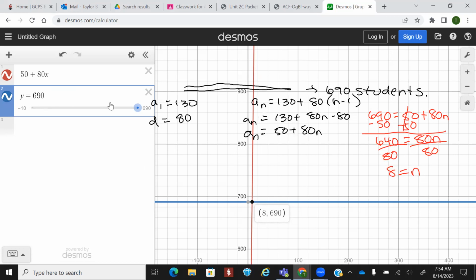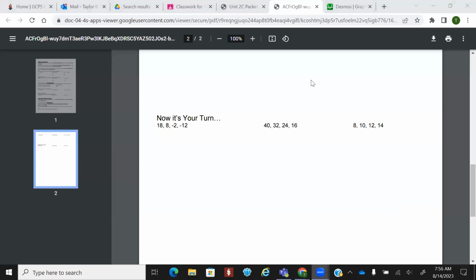About everything else. Which part? Like the explicit formula? Let's talk about the explicit formula. Remember, with the explicit, we need to know the first term and then the common difference. So what's the first term in this guy? Okay. And then what's the difference? So we see how we're getting negative 10. So we got 8 minus 18. That would give us negative 10.